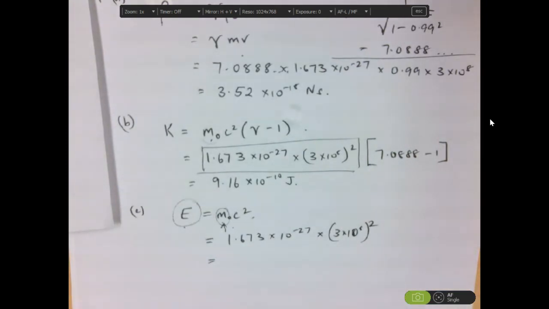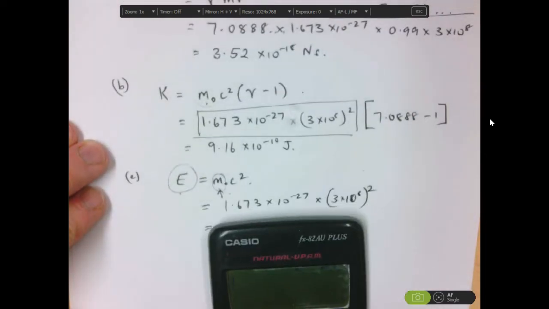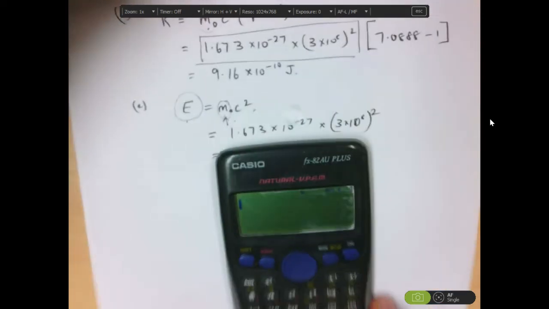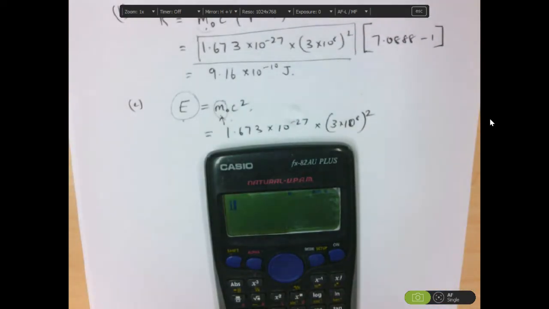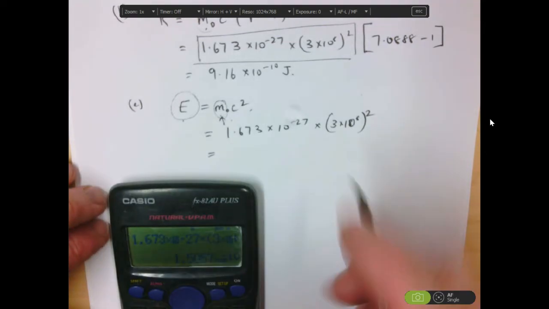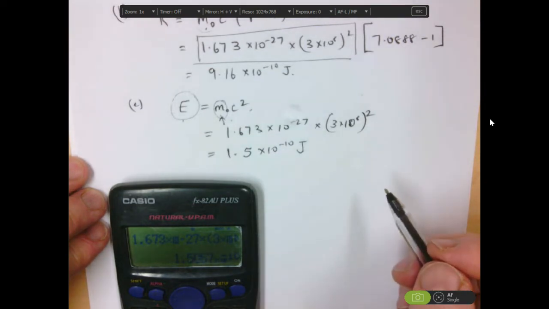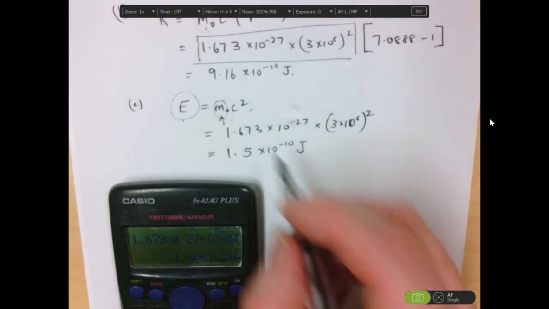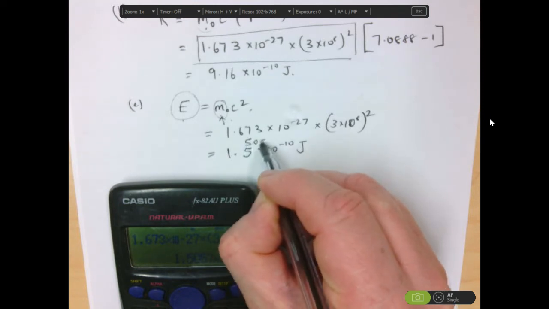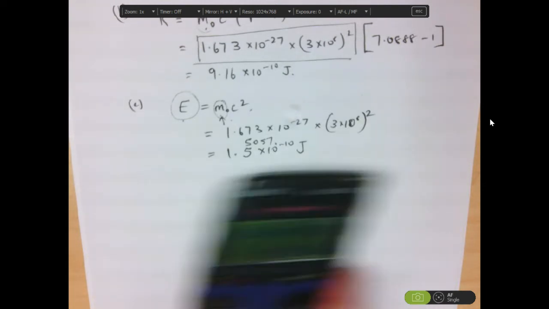Okay, and let's calculate it one more time. 1.673 exponent negative 27 times 3 exponent 8 all squared, and the energy equivalency is 1.5 by 10 to the minus 10 joules. Okay, I think there's a few more decimal places in the answer. It says 5057 on my calculator. Okay, rightio, let's continue on.